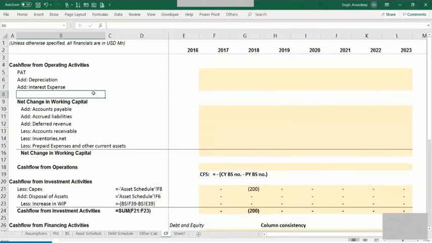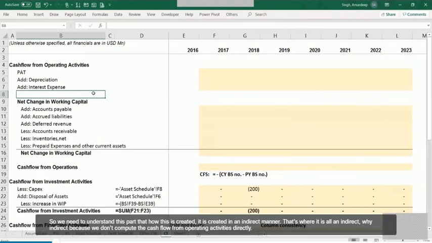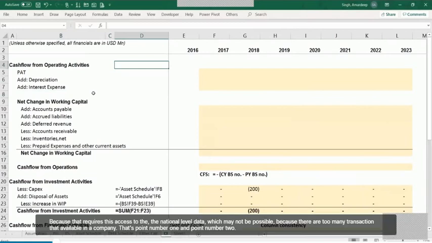So we need to understand this part, that how this is created. It is created in an indirect manner. That's why it is also called as an indirect method. Why indirect? Because we don't compute the cash flow from operating activities directly, because that requires us access to the transactional level data, which may not be possible because there are too many transactions which are available in a company. That's point number one. And point number two, then if we prepare it as a direct method by covering the direct transaction, we may not be able to correlate the cash position with the net profit that we see in the period.